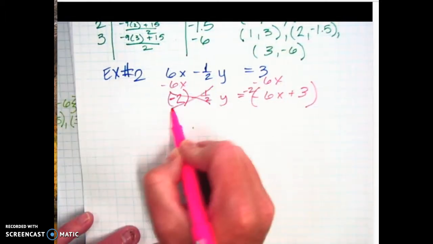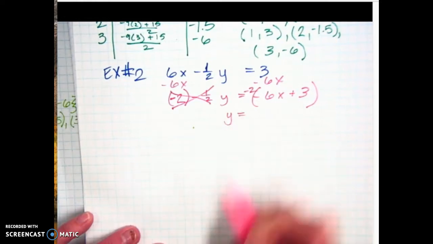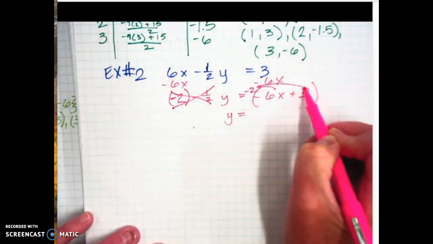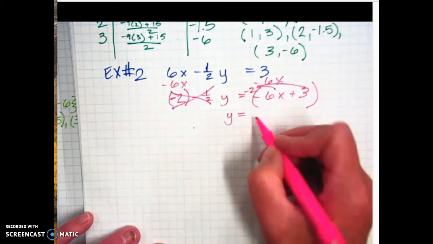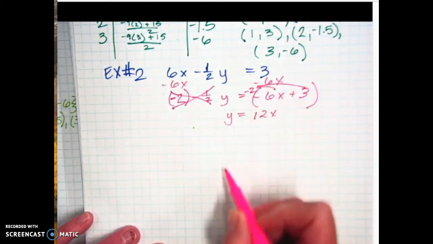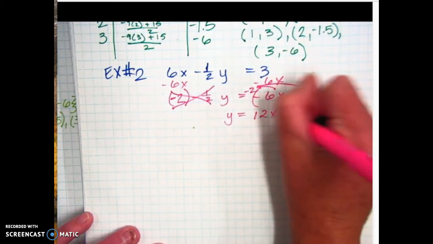So over here, it's going to cancel, right? Leaving us with positive y. Over here, we need to distribute. So negative 2 times negative 6x is 12x. And negative 2 times 3 is negative 6.